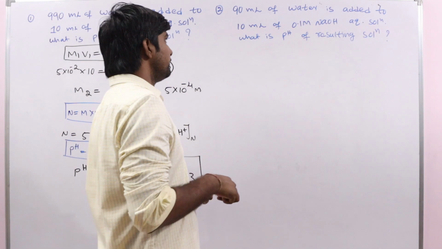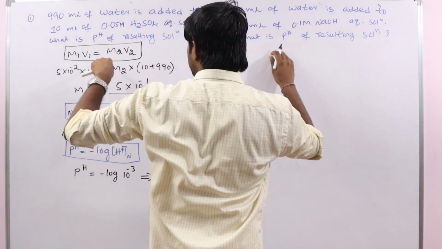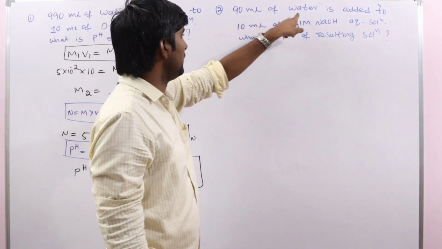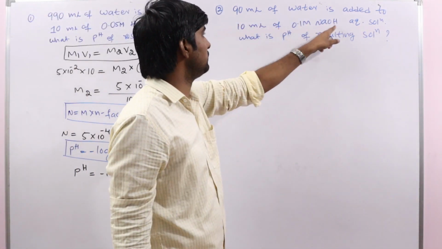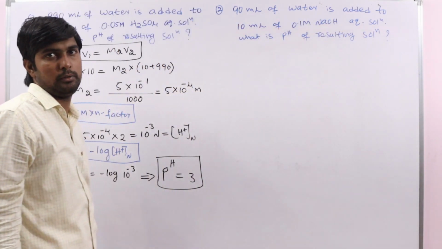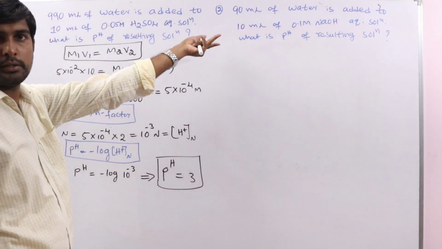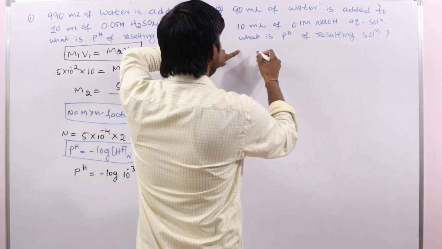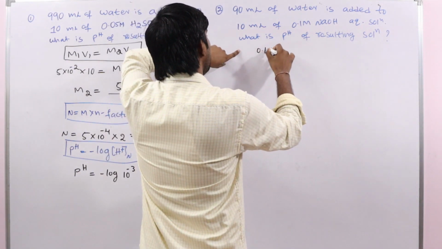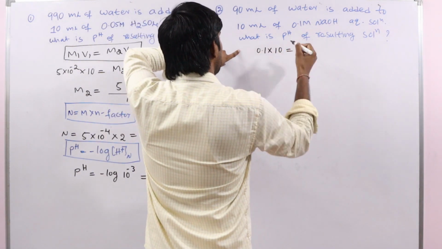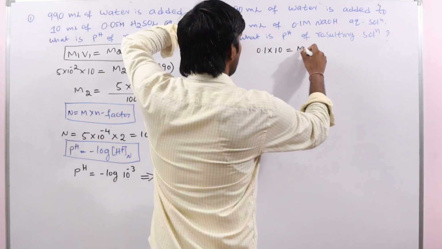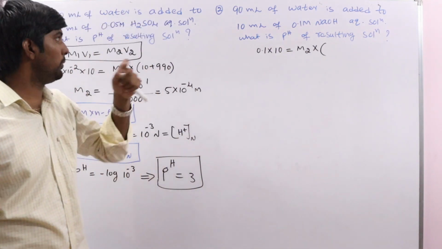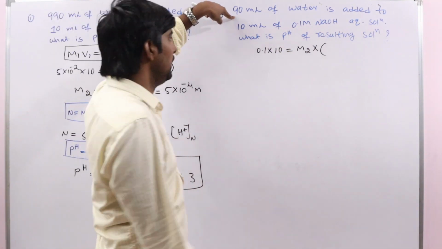Here from the same relation M1V1 equal to M2V2, 90 ml of water is added to 10 ml of 0.1 molar NaOH solution. Here also it is the same thing, dilution of this basic solution. So M1 equals 0.1, V1 equals 10, and M2 we have to calculate. V2 equals how much? For 10 ml we are adding 90 ml.